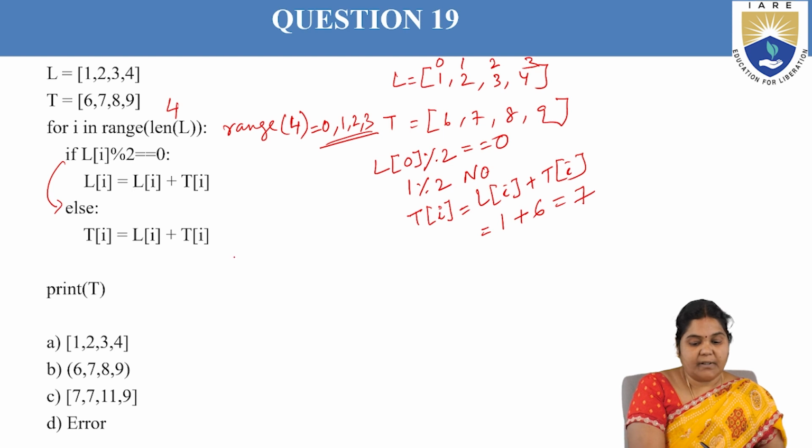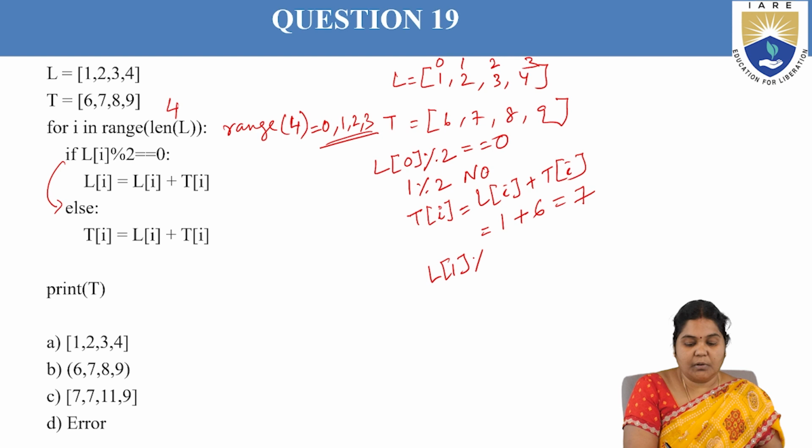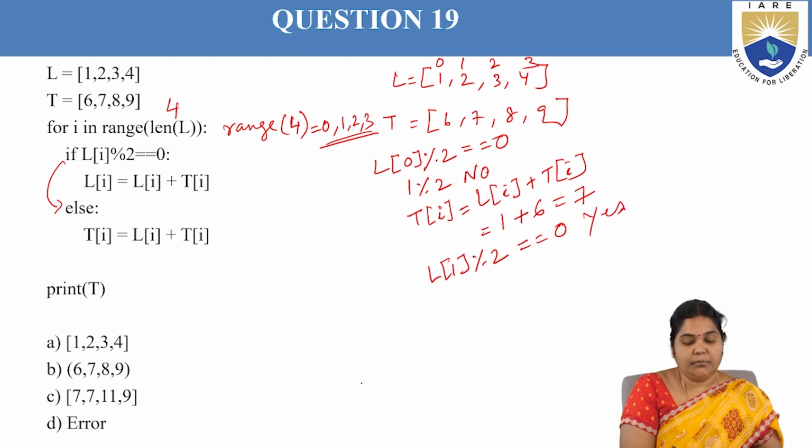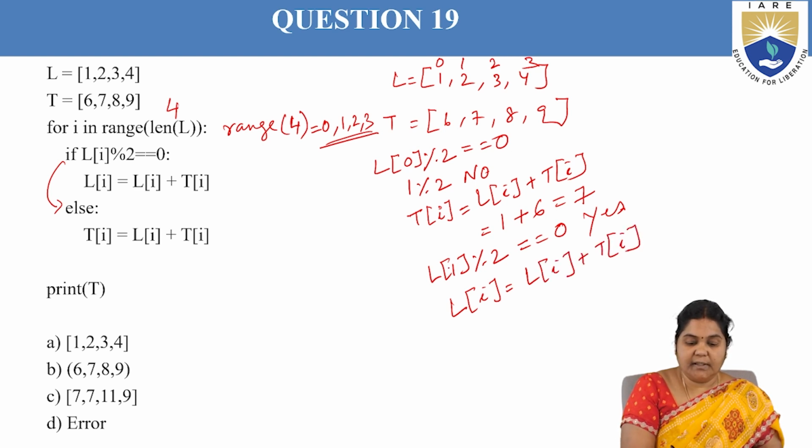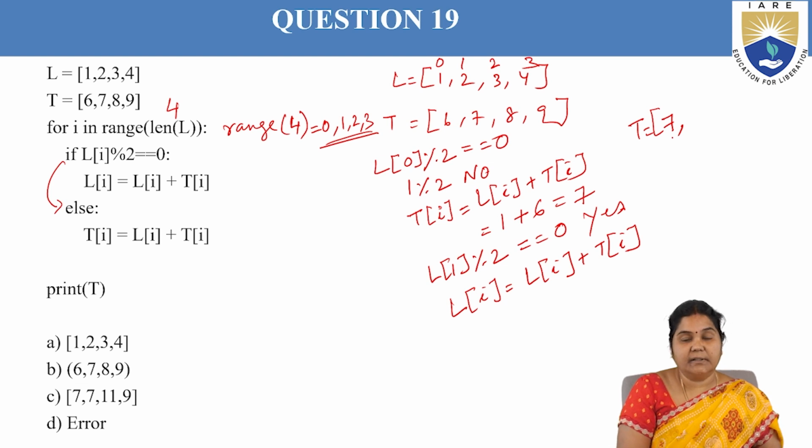Now next time i becomes 1. So L of 1 modulus 2. L of 1 is how much? L of 1 is 2. 2 modulus 2 is equal to 0? Yes. So if it is yes, then L of i will be updated with L of i plus T of i. Here T of i is updated with 7, so the first value is updated with 7.